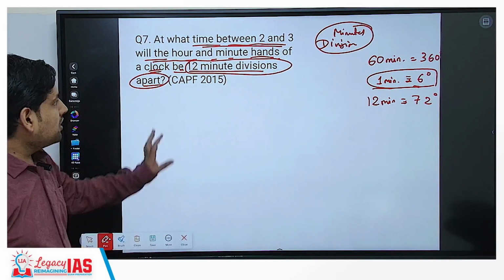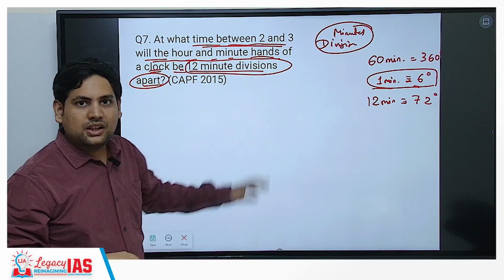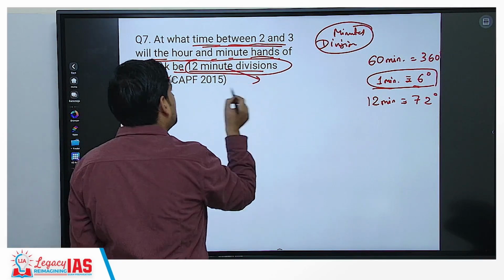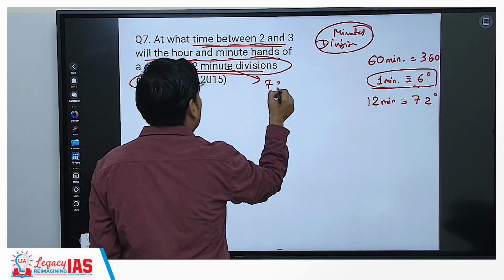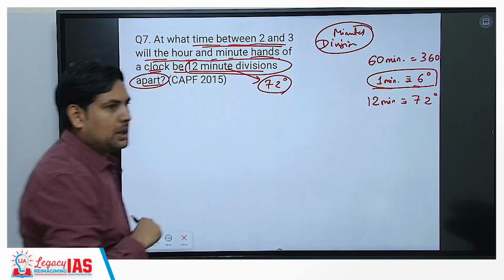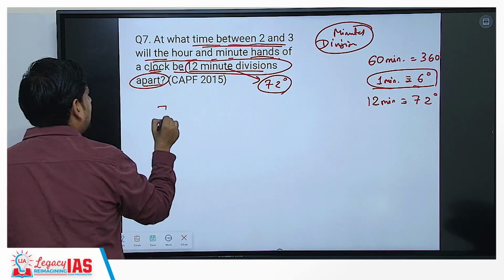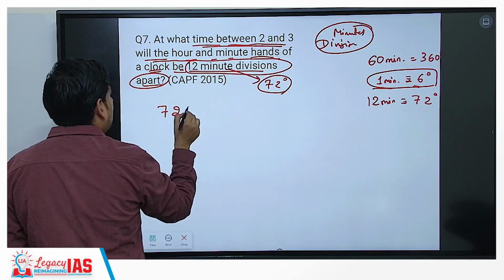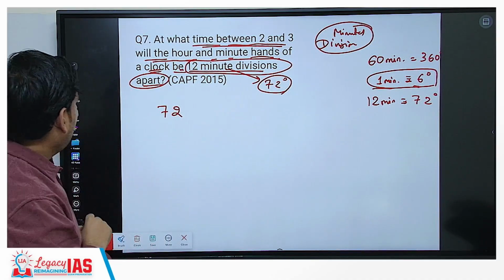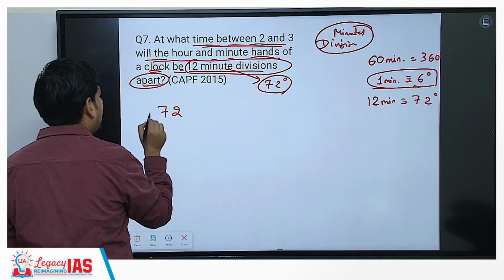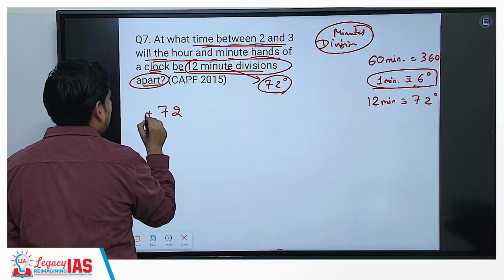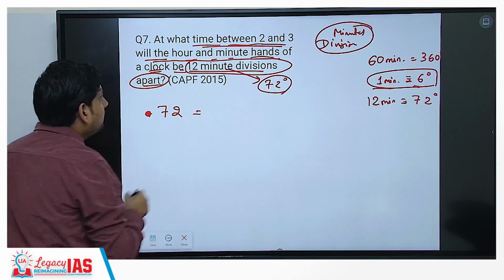So whenever you see minute divisions or something like this, you first convert it into angle. So 12 into 6 becomes 72 degree. Now this 72 degree will be again in plus minus both. Now you need to find the time.